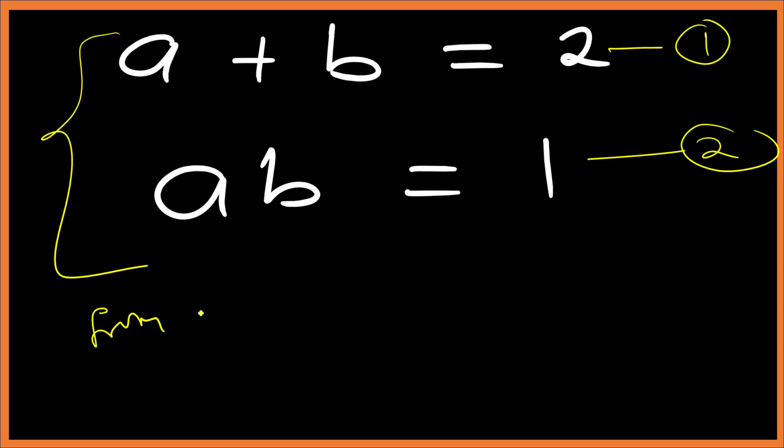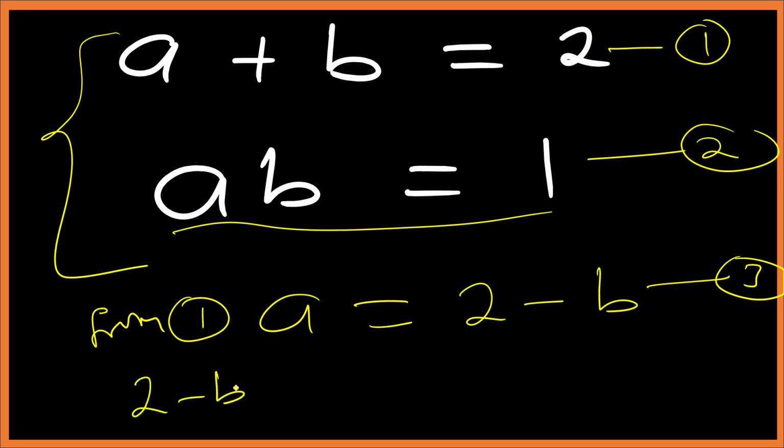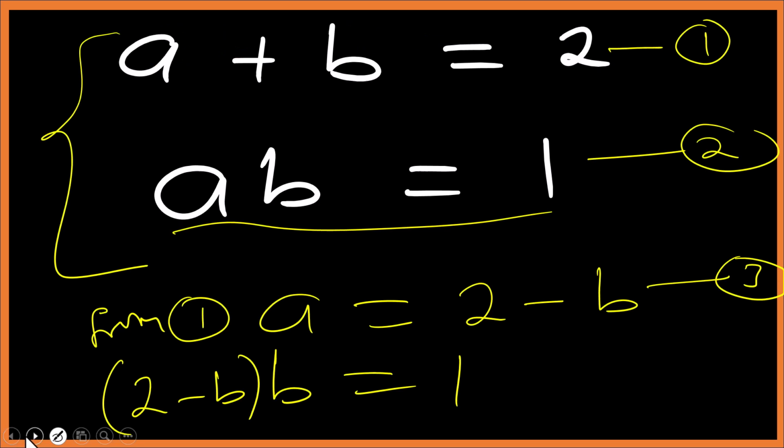Okay, now from equation 1 we can make a the subject. That will be a equals 2 minus b. That will be the third equation. So let's put 3 in 2. So that is ab. We have a as 2 minus b times b equals 1. So this side is 2b minus b squared equals 1.